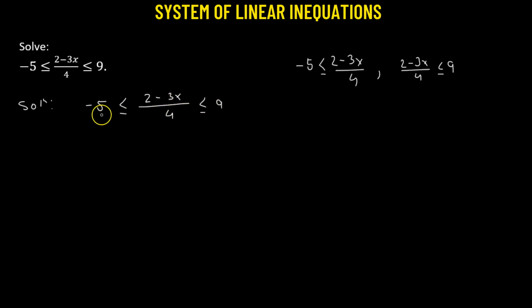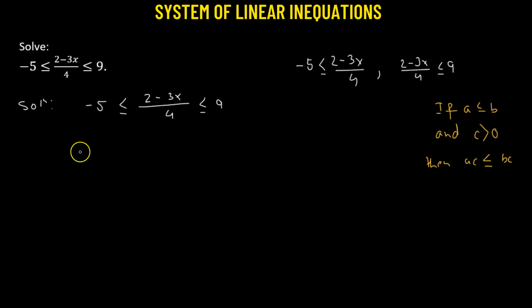Now what we'll do, we'll multiply throughout by 4, or positive 4. Since it's a positive number, the sign of the inequality is not going to change. That means we are going to use the fact that if a is less than or equal to b, and we have another number c which is a positive number, then if we multiply a with c and b with c, the sign of the inequality remains the same. So ac will be less than or equal to bc. So let's multiply throughout by positive 4.